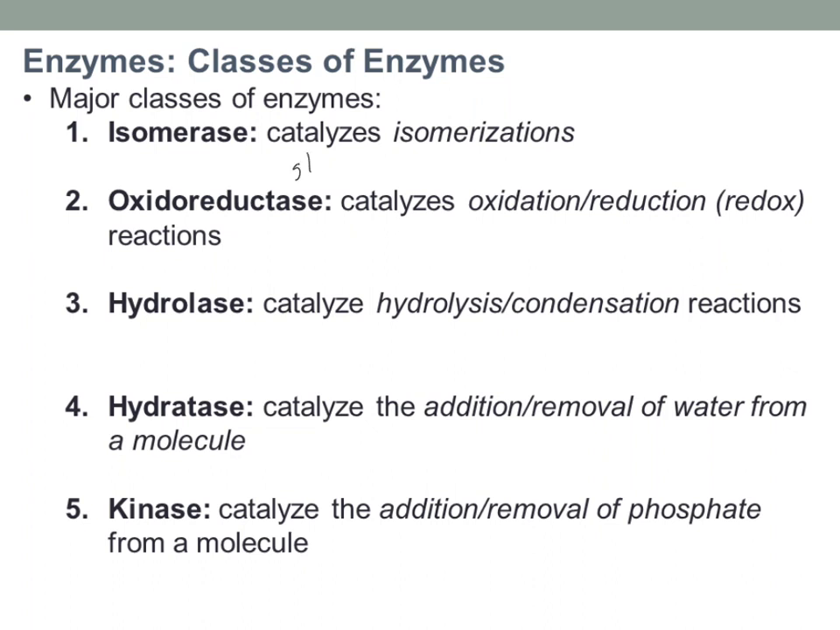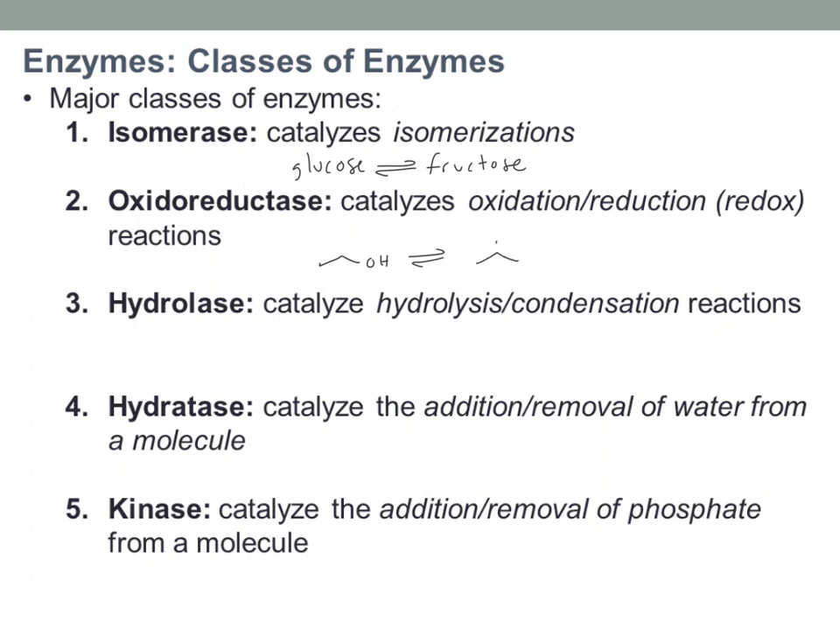So this would be, for example, turning glucose into fructose and vice versa, right? Those are just isomers. They're both C6H12O6. They're isomers of one another. Oxidoreductase catalyzes oxidation and reduction reactions, redox reactions. So that's like adding and removing oxygens. That was kind of like what I showed you with that alcohol dehydrogenase.